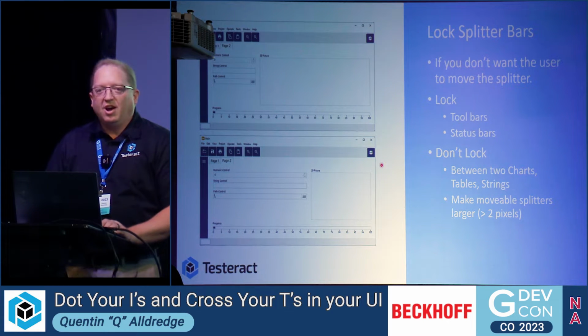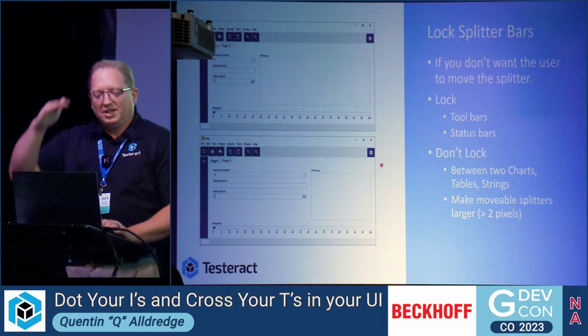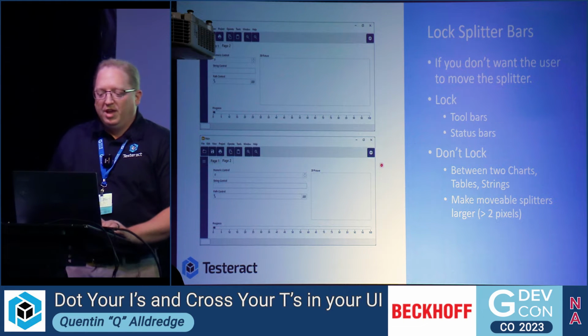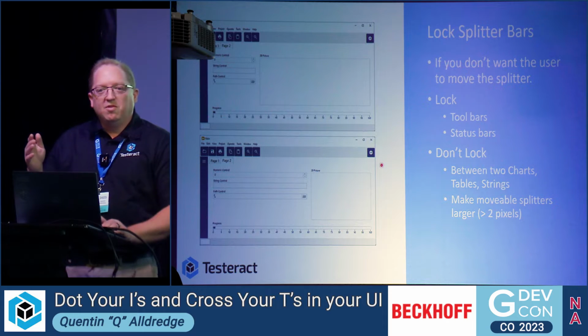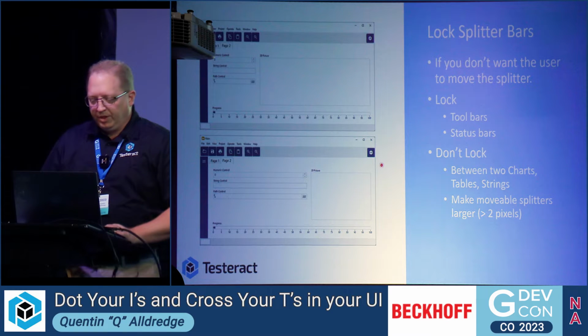Places where you want to lock is like toolbars, status bars, that would be like at the top and the bottom. Places where you want it to be movable is like if you have 2 strings or 2 tables or 2 charts, and you want to be able to let the user be able to move and have one be smaller and one be larger, then you want to make some indication that they can move it.